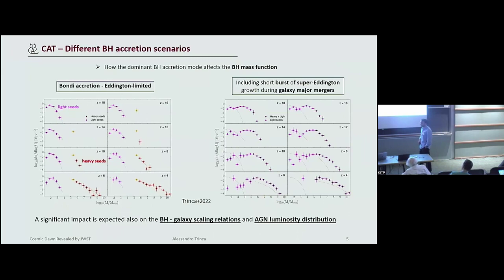And you can see how, of course, you have some differences in the overall evolution of the black hole mass, but of course you will have also a very strong impact on the black hole galaxy coevolution, so on the black hole galaxy scaling relations, as well as on the AGN luminosity distribution. So let's focus on the first one for the moment.